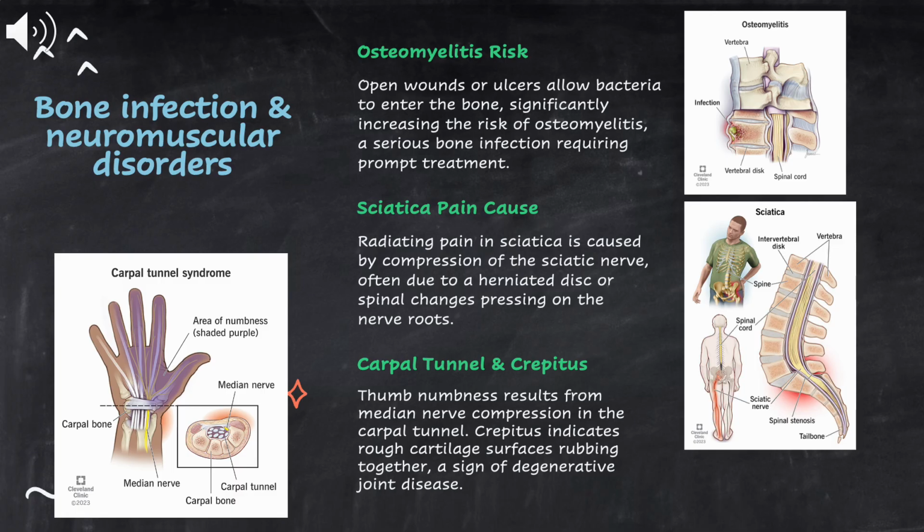Now, carpal tunnel syndrome and crepitus. Carpal tunnel syndrome results from compression of the median nerve within the carpal tunnel of the wrist. Patients commonly report numbness or tingling in the thumb, index, and middle fingers. Crepitus, on the other hand, is a grating or crackling sensation caused by rough cartilage surfaces rubbing together. It is commonly seen in degenerative joint disease, such as osteoarthritis. So on this slide, think infection risk, nerve compression symptoms, and degenerative joint changes.